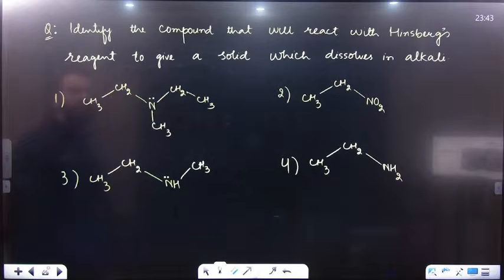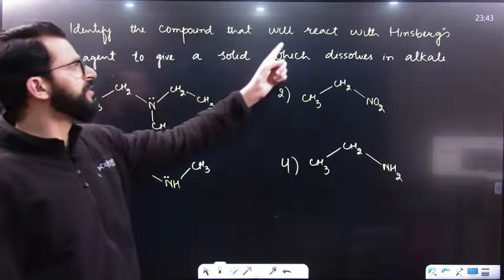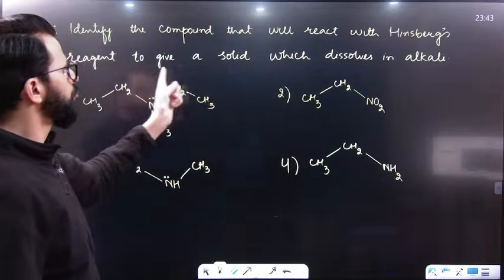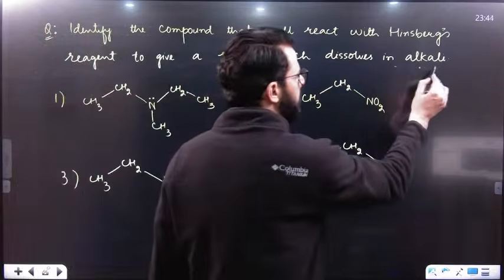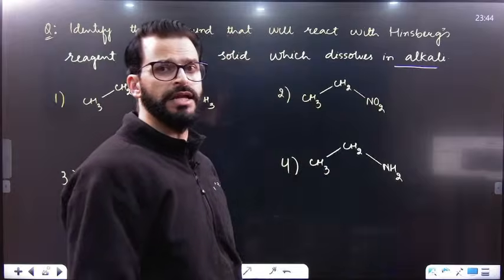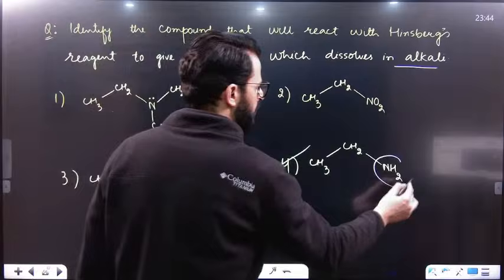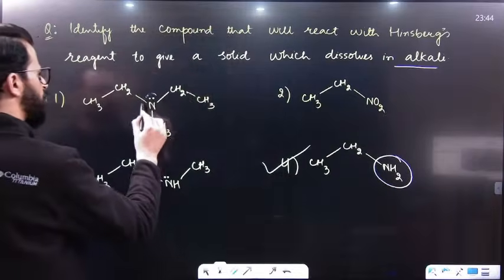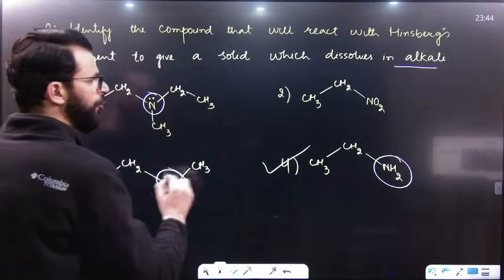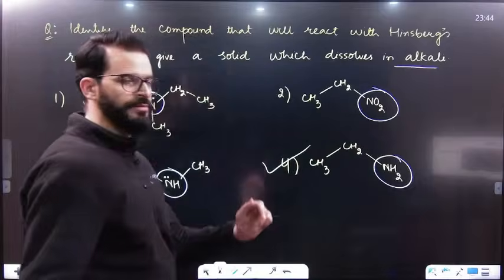Now, second is, identify the compound that will react with Hinsberg's reagent to give a solid which dissolves in alkali. Whose solid dissolves in alkali when treated with Hinsberg's reagent? It's primary amine. So have a look. This is primary amine. This is nitro. No. This is tertiary amine. No. This is secondary amine. No. This is nitro group. No. So this is primary amine.